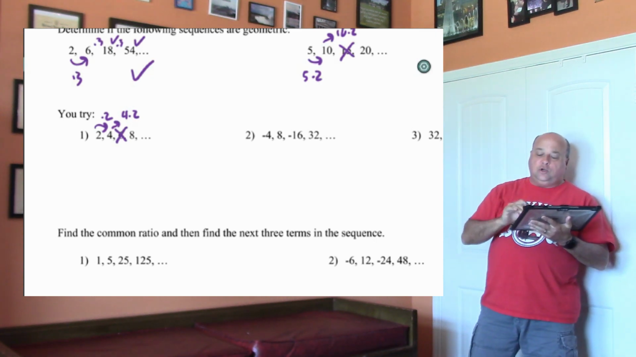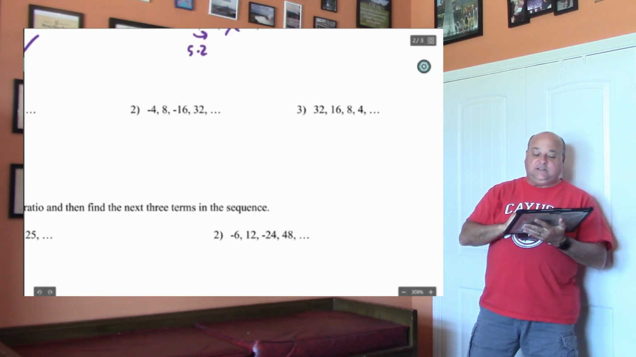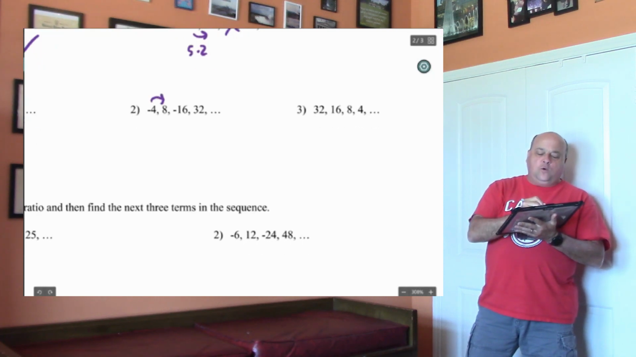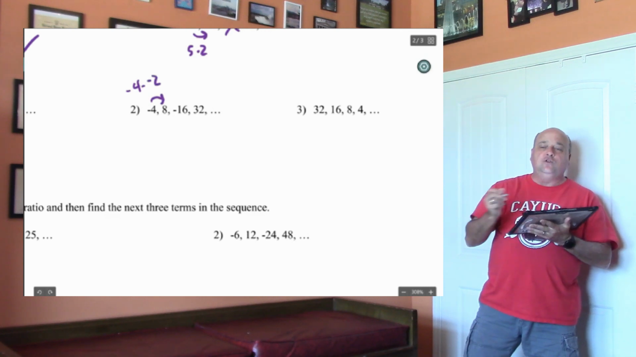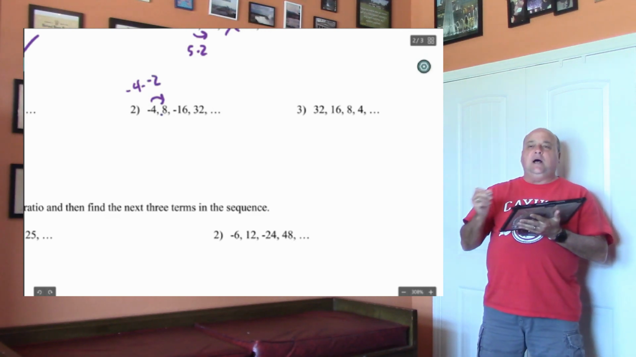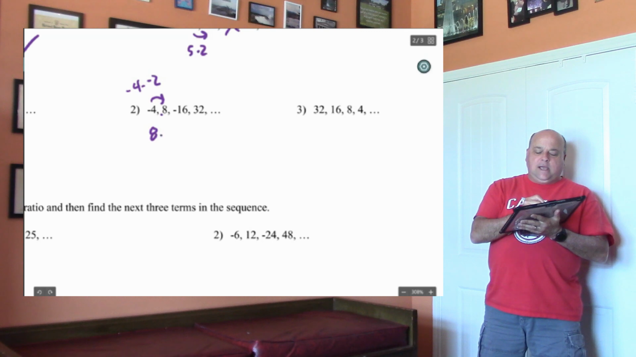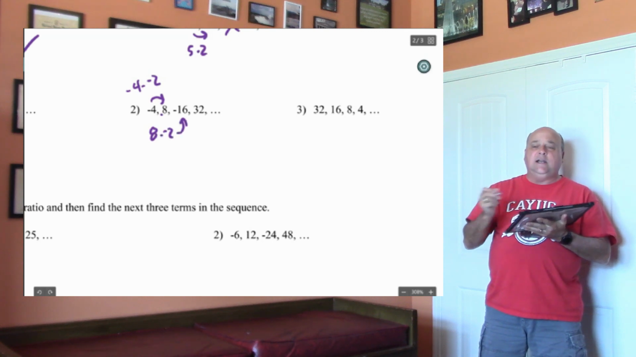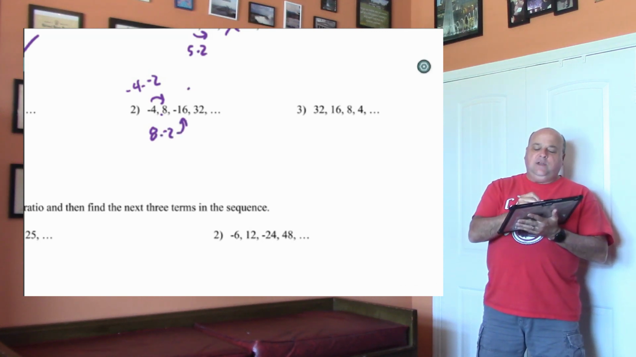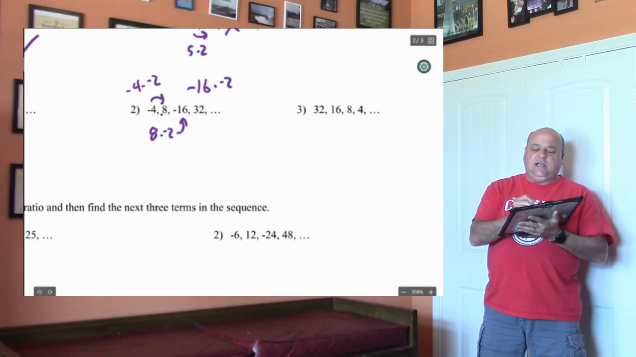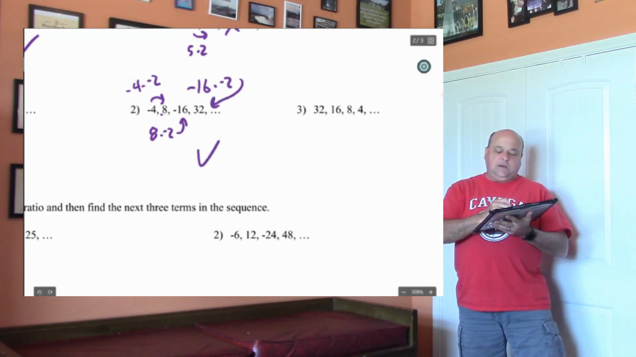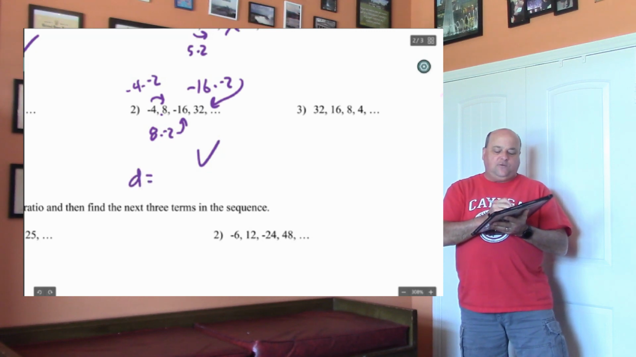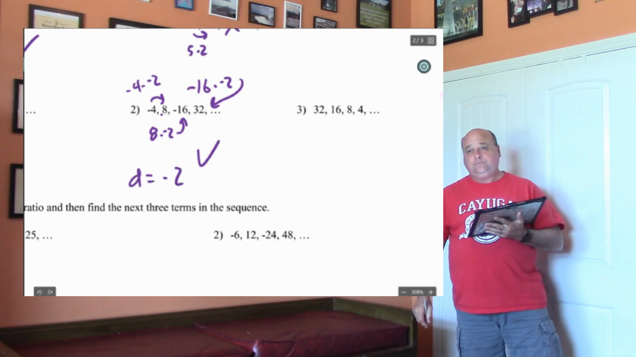You could do number 2. Well, let's do number 2 because it's negative, positive. So from negative 4 to negative 8, I need to do negative 4 times negative 2, don't I? If I do that, I get a positive 8, don't I? If I do 8 times negative 2, I get to negative 16, don't I? And then if I do negative 16 times negative 2, I get to positive 32, don't I? So check mark, this works, and the common ratio is negative 2.